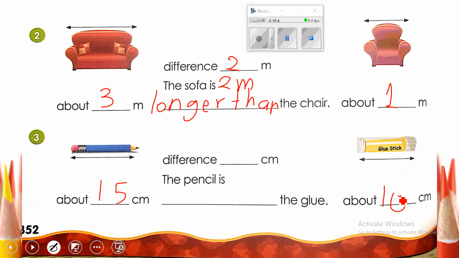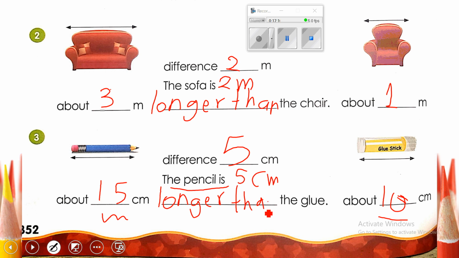So the difference between 10 and 15, perfect, it's 5. So now is the pencil shorter or longer? Yes, the pencil is longer because it's 15 and the glue stick is 10. So I say the pencil is 5 centimeters longer than the glue.